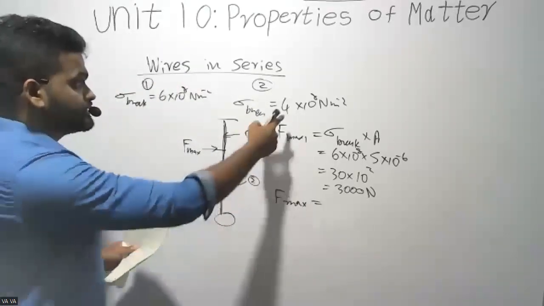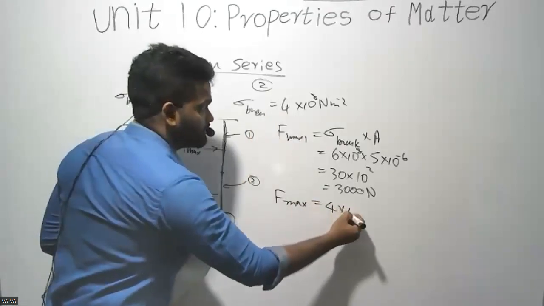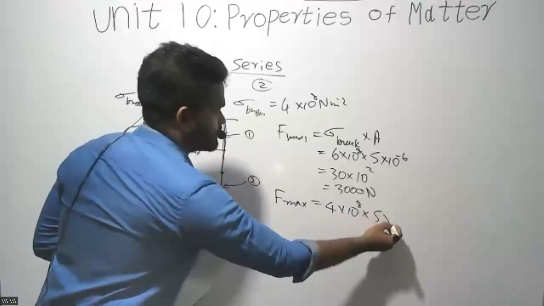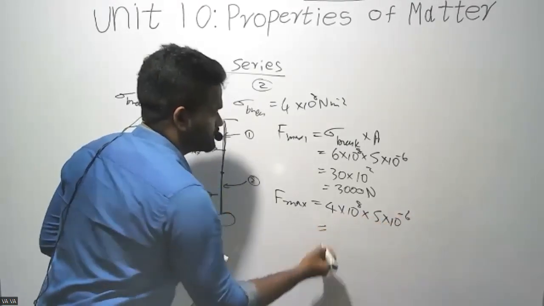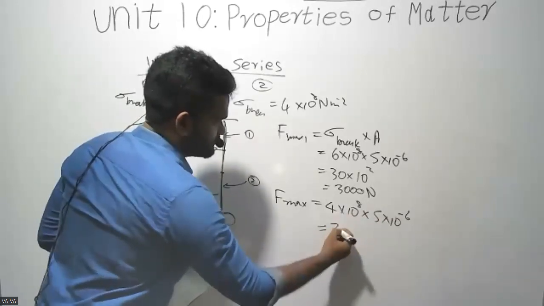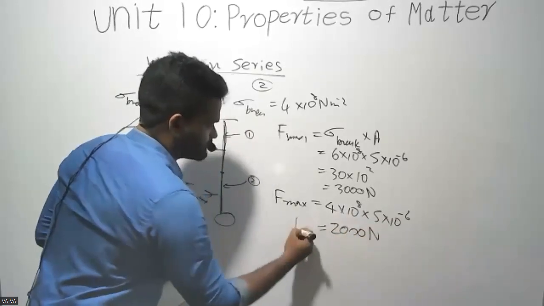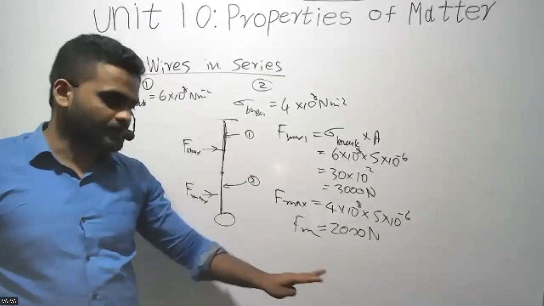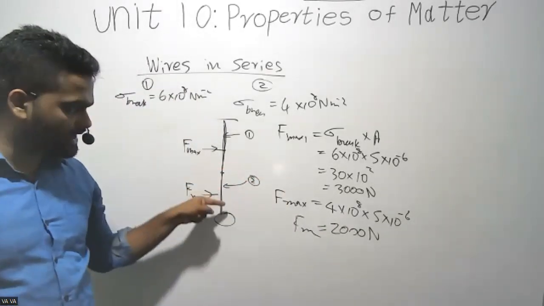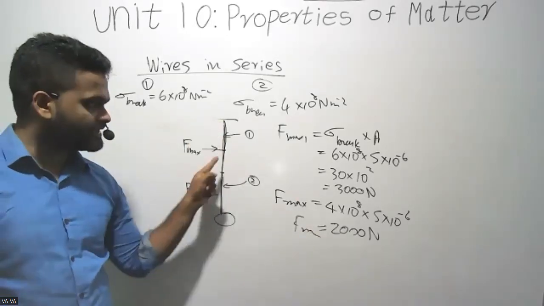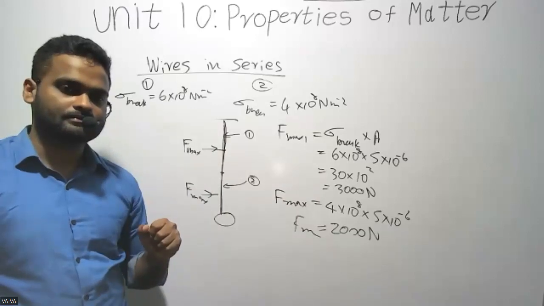Another wire, that is this one. 4 times 10 to the power 8. Cross section is the same, so it is 5 times 10 to the power minus 6. That gives 20 times 10 to the power 2. This is 2000. So what does this mean? The maximum force the second wire can withstand is 2000 Newton. And this wire can stand 3000 Newton.